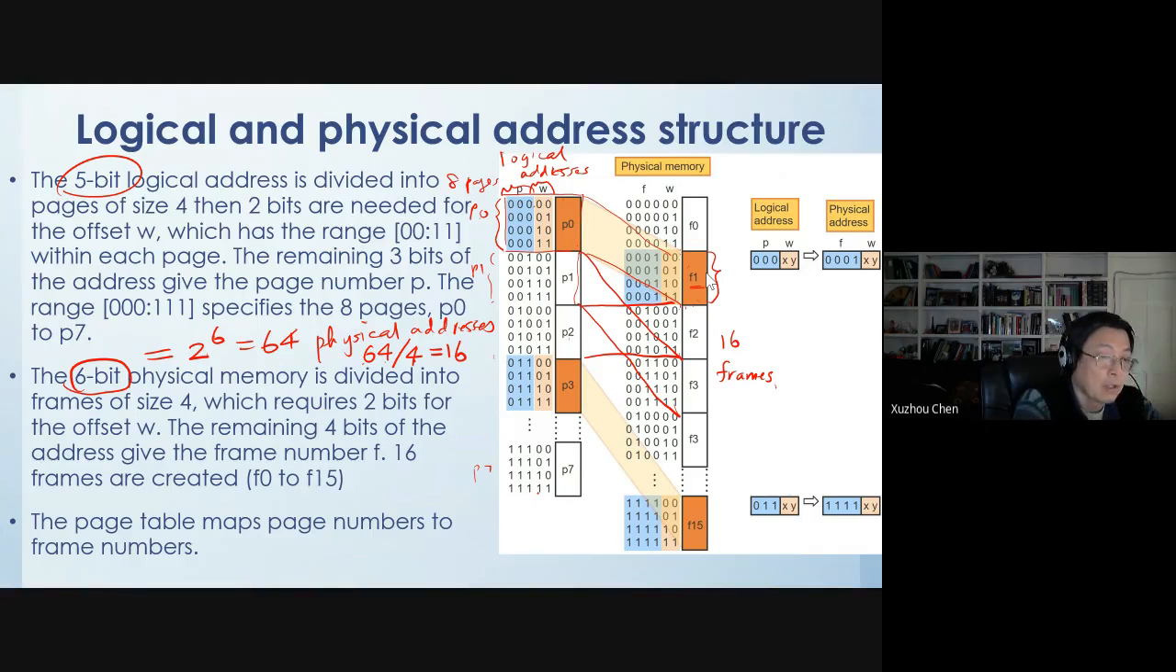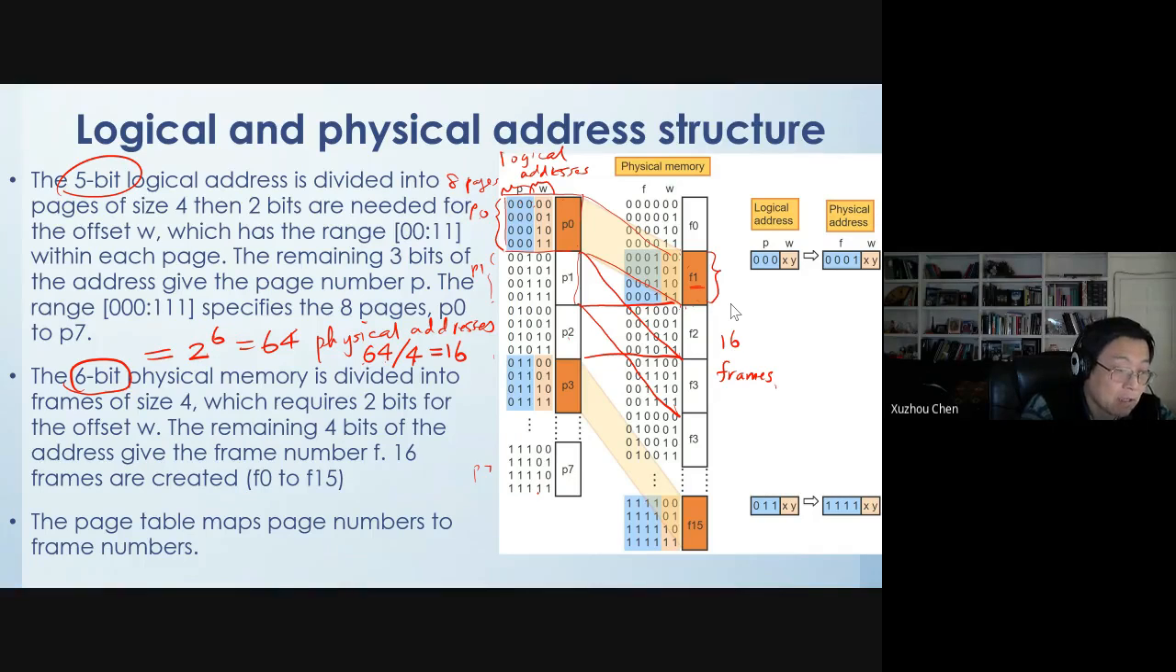Also, when I load page 0 into a frame and page 1 into another frame, the order of the frames doesn't really matter. For example, in this case, I can load page 1 into frame number 3 and page 2 into frame number 2, so it's just the opposite order. It's okay. The only thing we need is for the memory management to record which page is loaded into which frame. That's important.